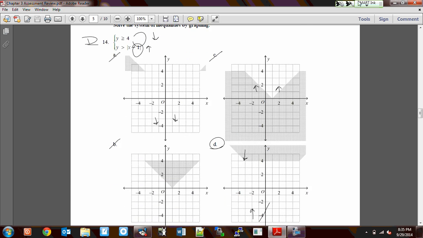14. Funny thing is I can just leave that there because D is also the correct answer for number 14. All right. Let's just verify. Get rid of all that. All right. So let's verify. Y is greater than or equal to 4. Which means we're going to shade above the line y equals 4. Well, here's the line y equals 4. It does appear we're shaded above it, so it could be A.